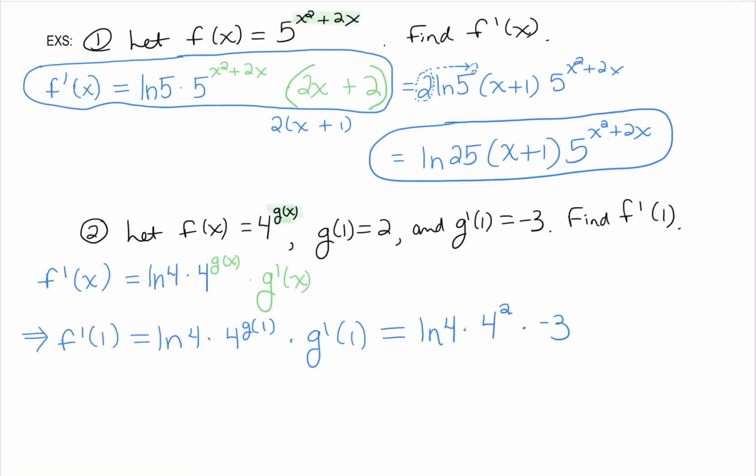So what do I really have here? I have my 16 times the negative 3, which is going to give me negative 48, and then I still have times my natural log of 4. So we'll just leave it like that. So that's a new rule for us, our derivative of a to the x. Next time we'll come back and wrap up with just a couple more examples with the chain rule.